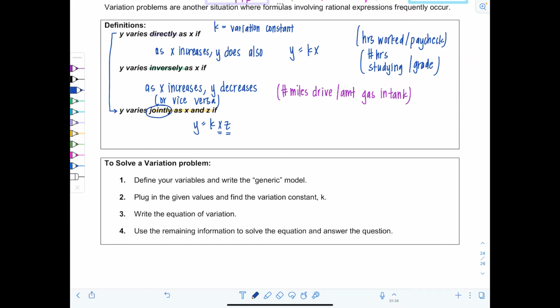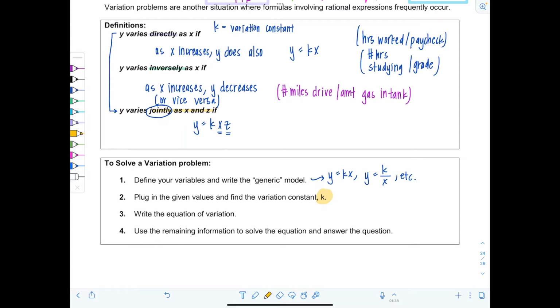So here are the steps to solving a variation problem. Define your variables and write the generic model. The generic model means write if it's going to be y equals kx, y equals k over x, etc. And we're not always going to use just y's and x's, okay? So be ready. And then plug in the given values and find the variation constant k.